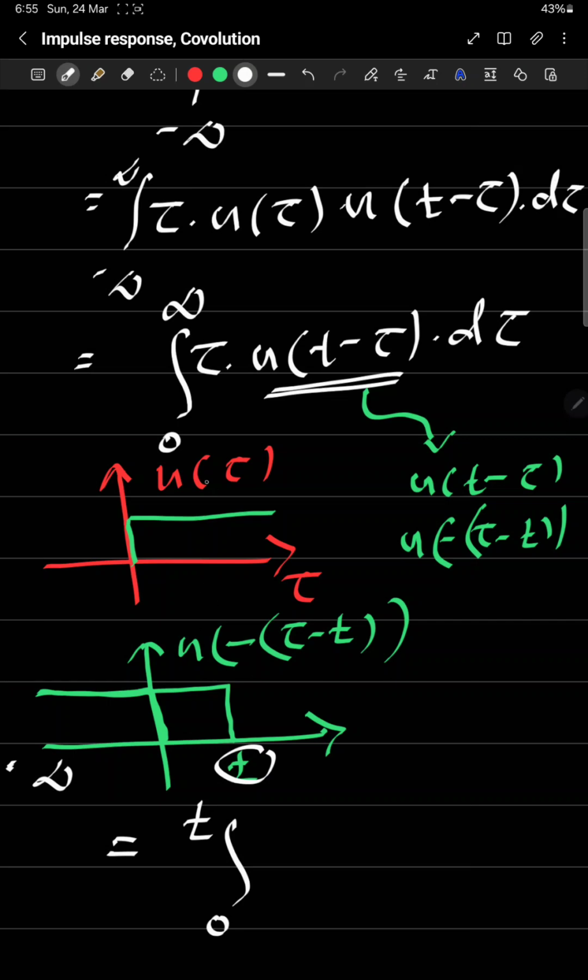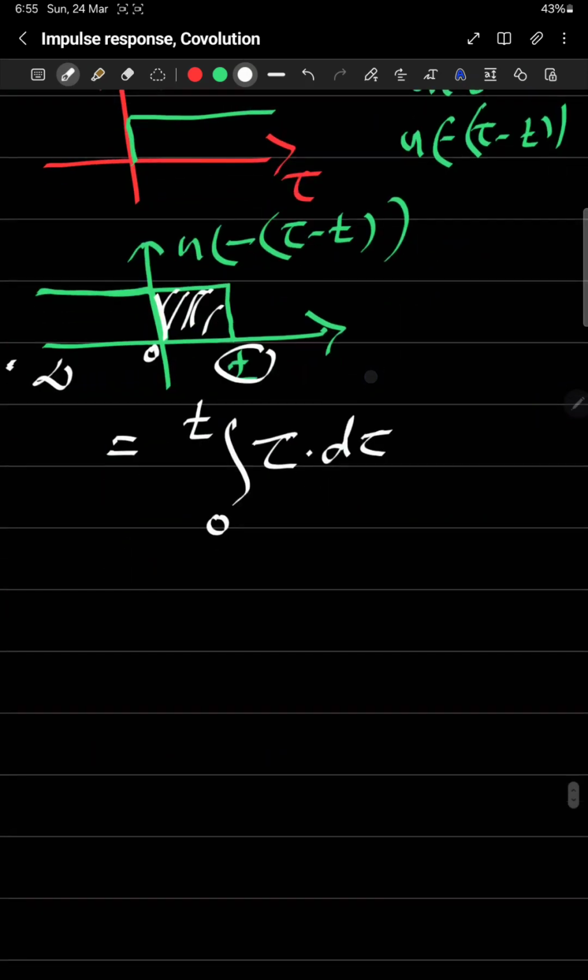So when you multiply these two signals, the first signal was u of tau. When you multiply these two signals, I will have the signal from the span 0 to t only. That's why the integration is from 0 to t. You can directly do it in a single step also: integral from 0 to t of tau d tau.